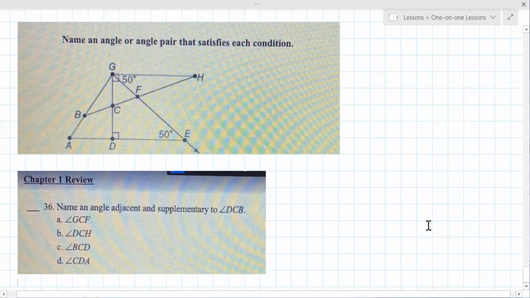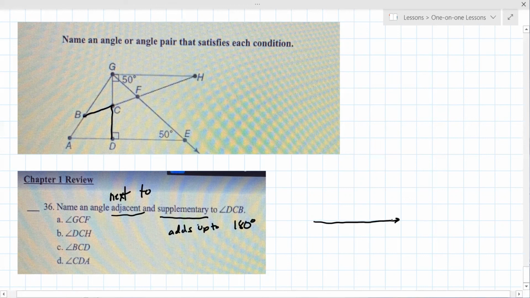So name an angle that is adjacent. Adjacent means next to. So we've got to find D to C to B. D to C to B is right there. Okay, supplementary means that it adds up to 180. And that might be like, well, how am I supposed to know that? Well, 180 is a straight line.